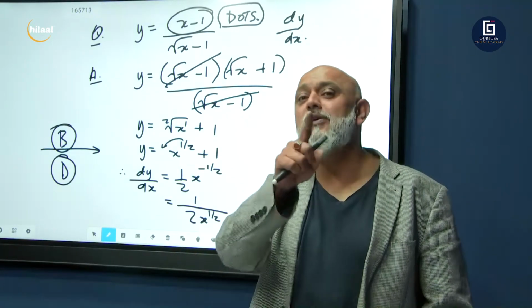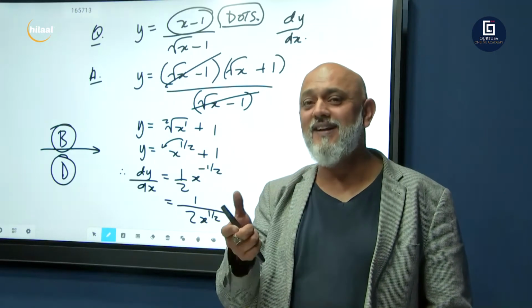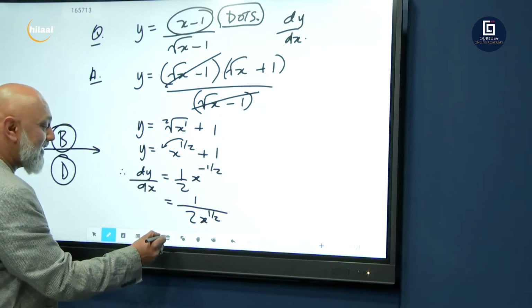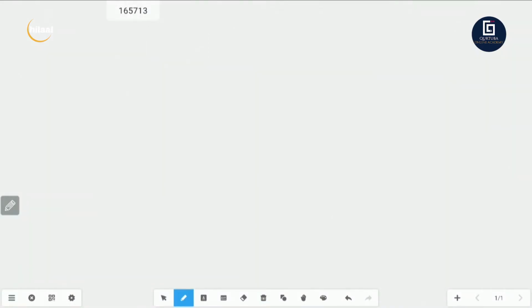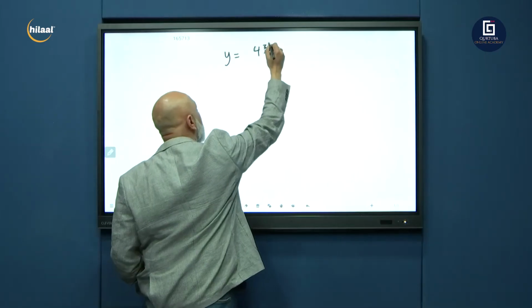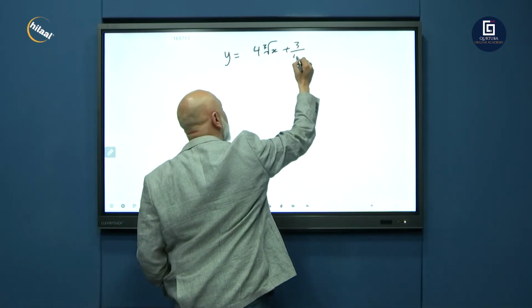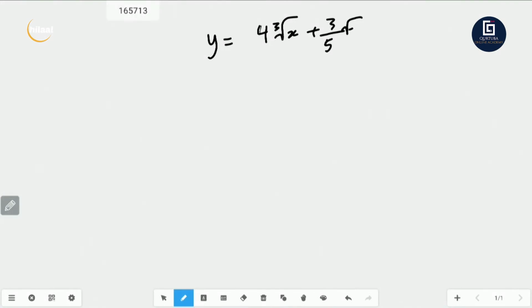Before we cut for break, I'm going to give you one to do during break. And let's see when we come back if you can work this one out. If you're following, I hope you are following. Let's give it to you again in terms of y. y is equal to, let's say, 4 times the cube root of x plus 3 over 5 times the square root of x minus 4 over x plus 2.